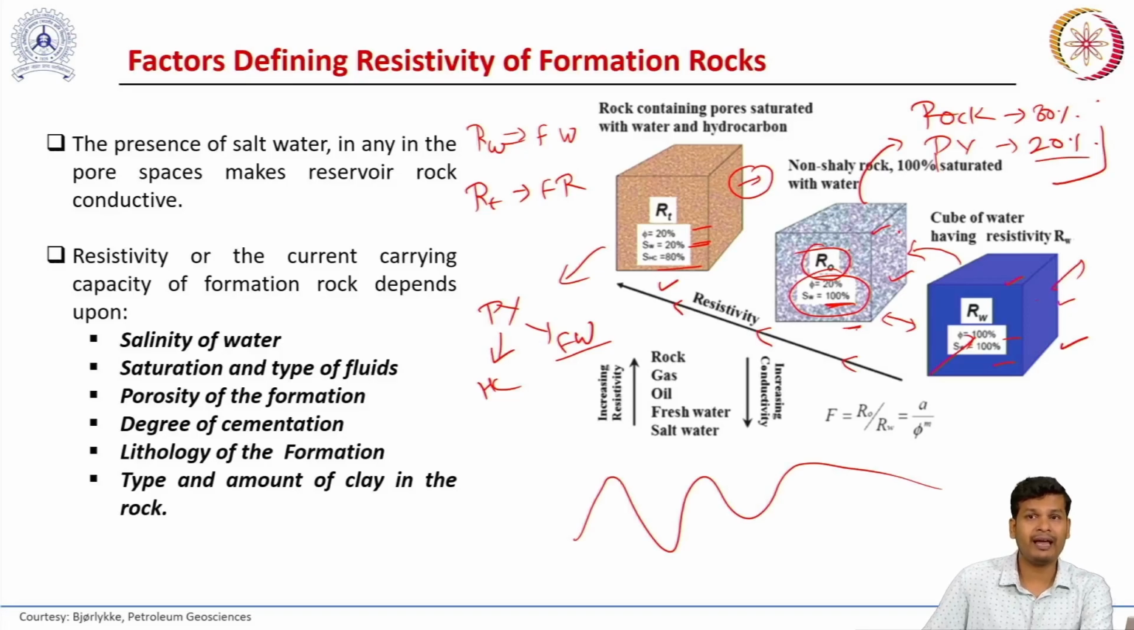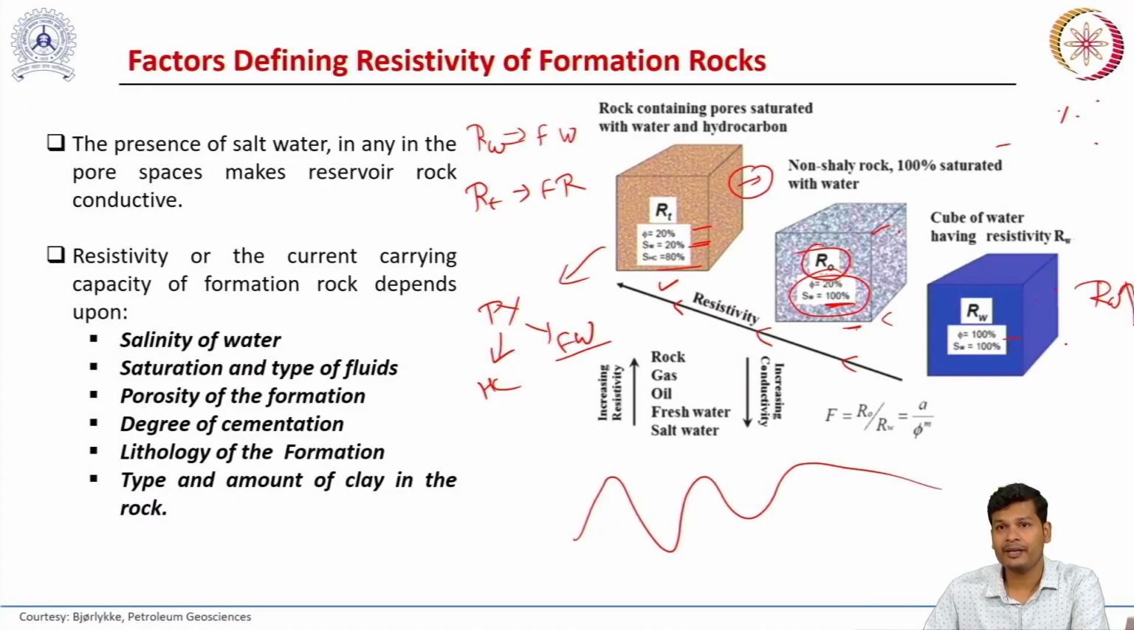A formation water has certain conductivity. A rock which has only formation water, 100% saturation, will also have certain conductivity, but its conductivity will be less than the conductivity of the pure formation water. And a rock which has oil also will have the highest resistivity or lowest conductivity. So in all these cases, what is responsible for the flow of current? That is the formation water, because it contains the ions for the current to flow.